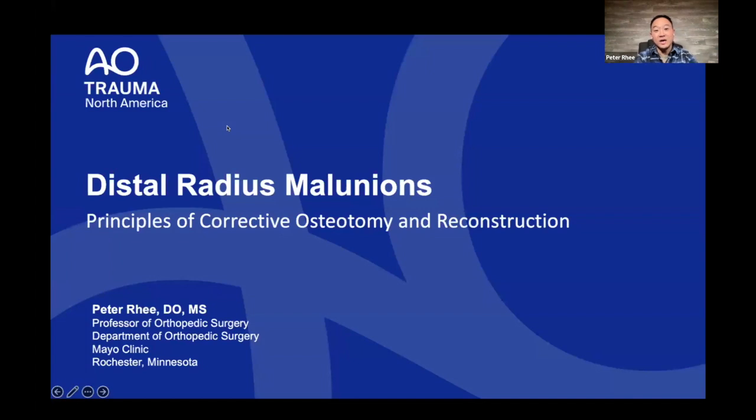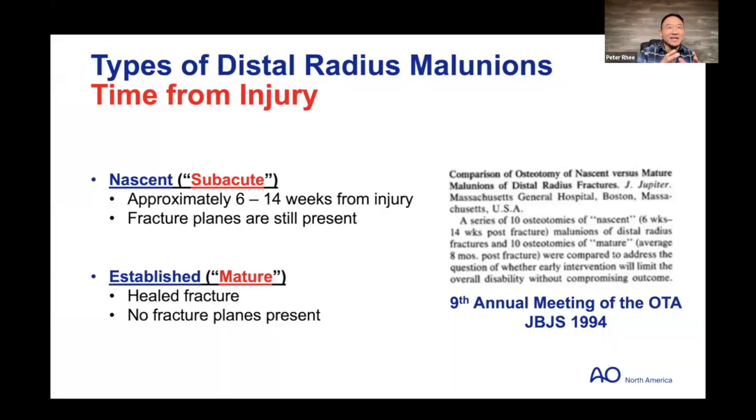Okay, so I'll give a brief overview of my thoughts on distal radius malunions and how I approach them. It's interesting because people have talked about nascent malunions and established malunions, and I always wondered where that came from. Of course, it came from Dr. Jupiter back in 1994. The earliest documentation of what a nascent malunion was came from an OTA meeting, and it was just an abstract. He's just brilliant, Dr. Jupiter. He noted that treating a nascent malunion where there are still fracture planes is a little bit different than treating an established malunion where everything is healed.